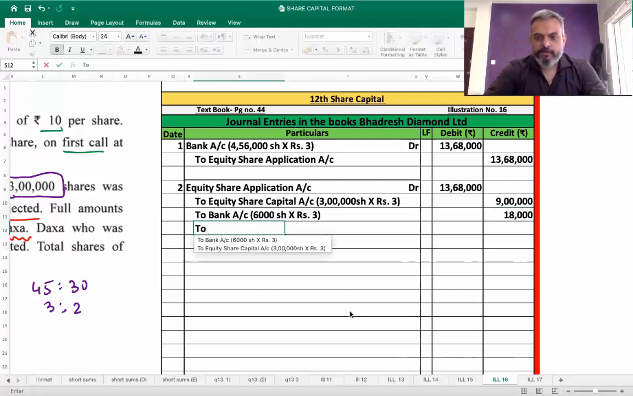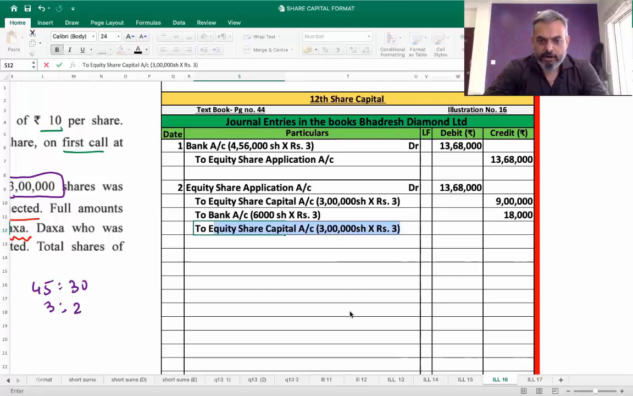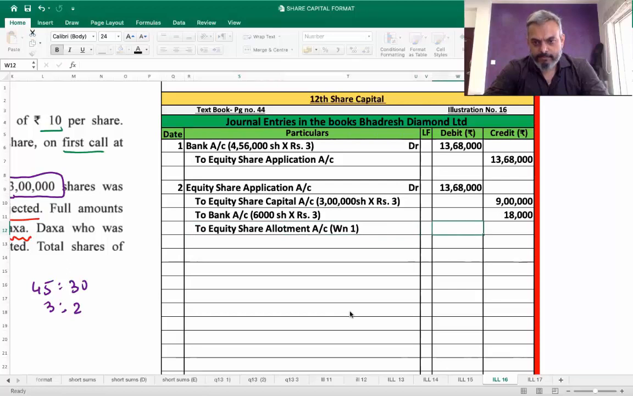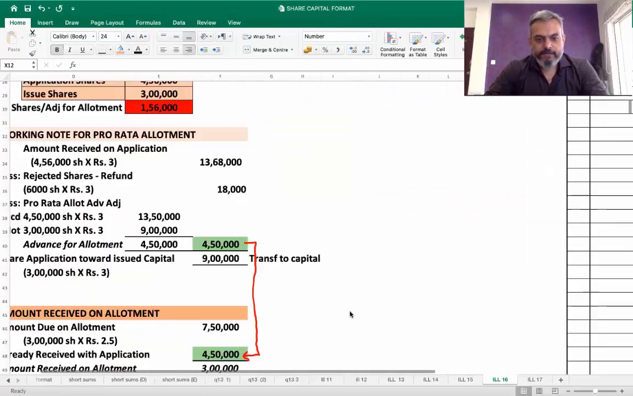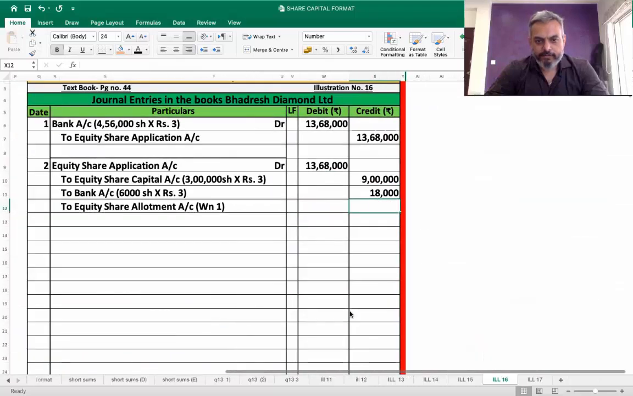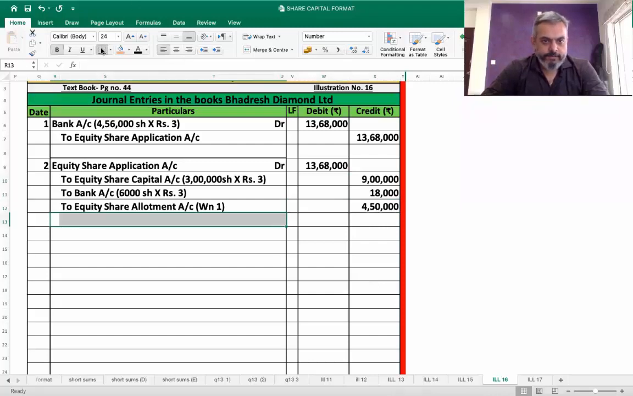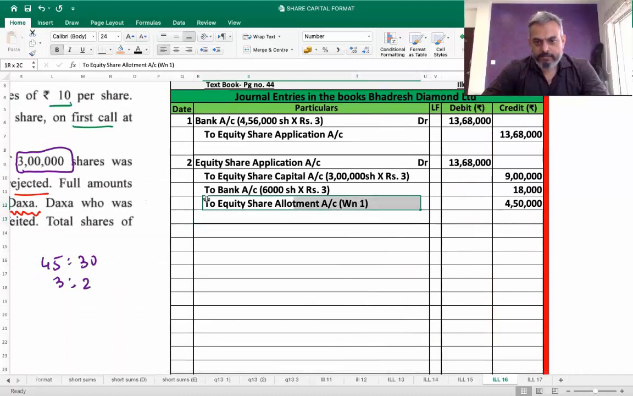And to, we also received advance due to pro rata allotment. So to equity share allotment account, working note 1. How much have we received as advance? 4,50,000. So 4,50,000. Let's check. 1368, 1368. Close it. This 4,50,000 we got from our working.